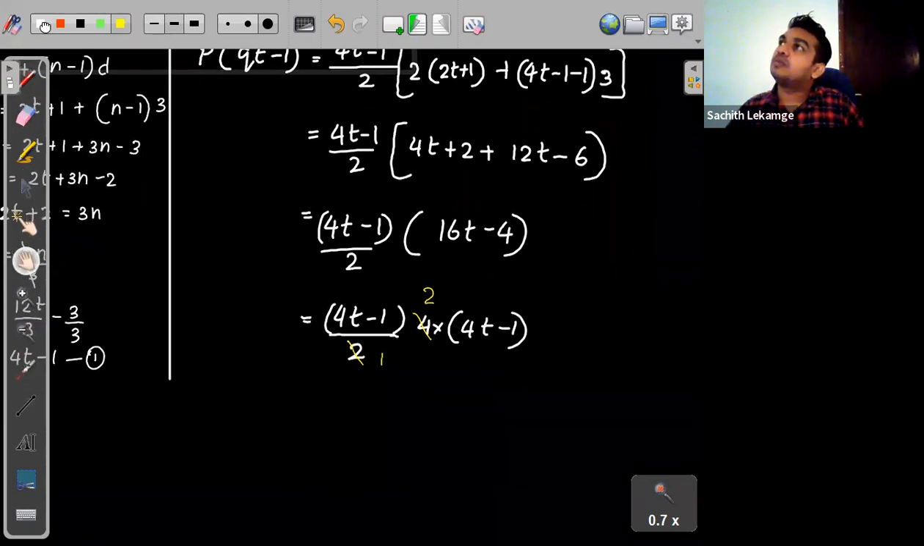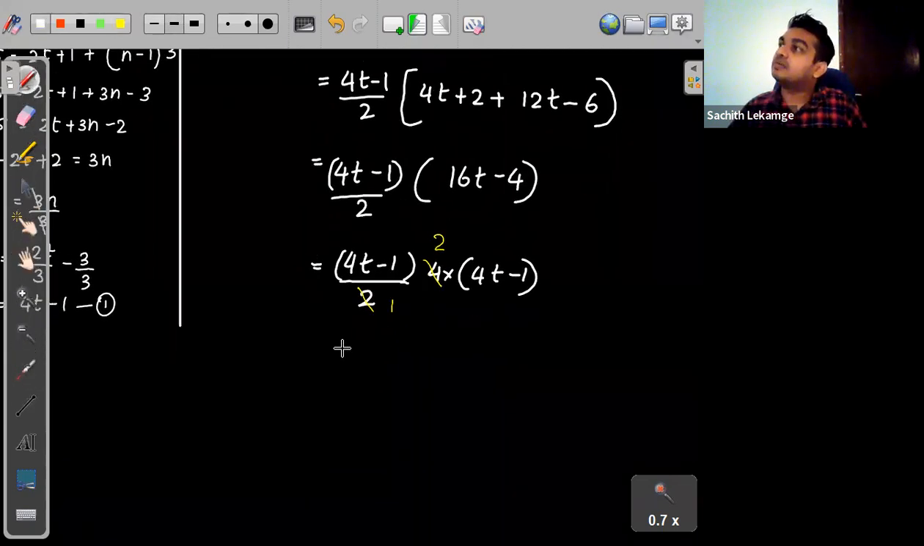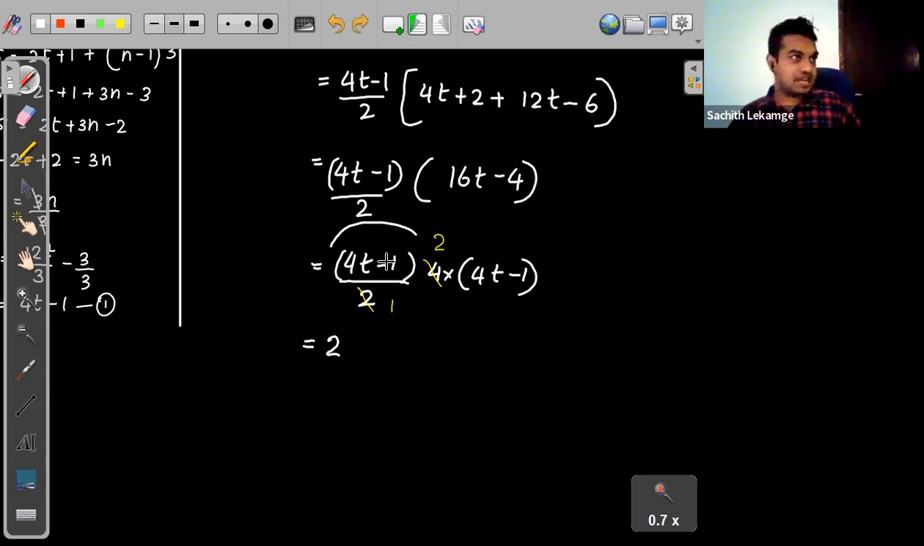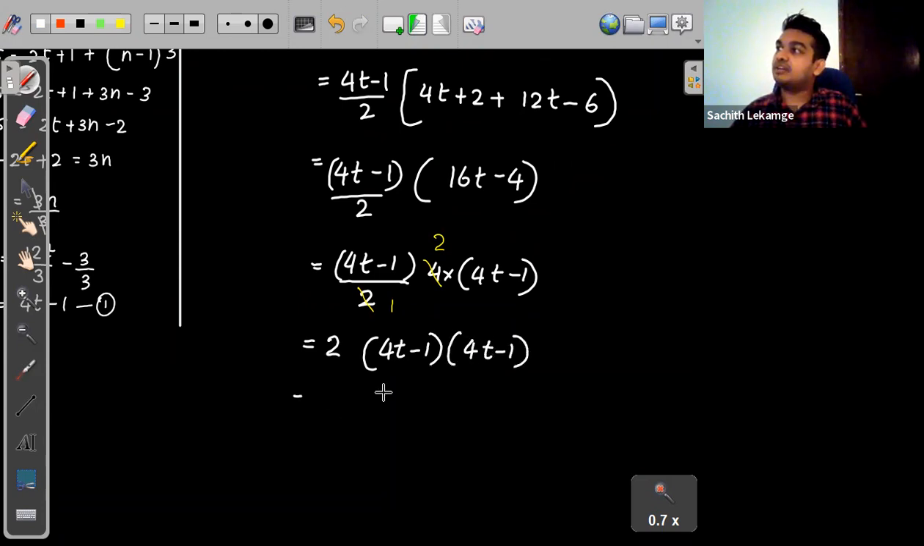Okay. Now, check. Nice. 2, I'm bringing to the front. No problem, because in between all these terms, multiplication is there. 4t minus 1 is 4t minus 1. Then 2 times (4t minus 1) squared.